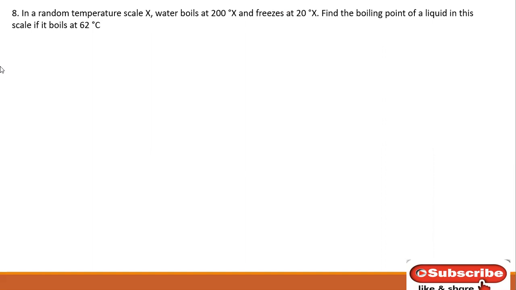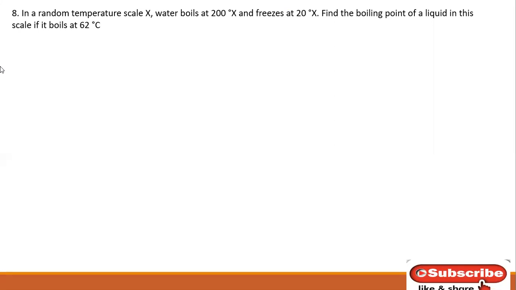So here the temperature scale is in X. Boiling point of water in X scale is 200 and freezing point is 20 degree X. Now, the boiling point of liquid in degrees Celsius is 62. Corresponding value in X degree scale we want to find out.